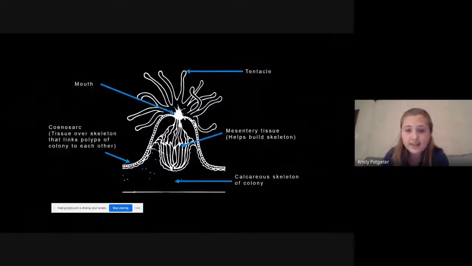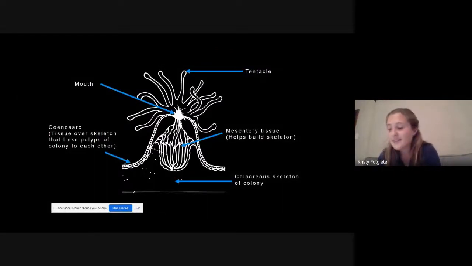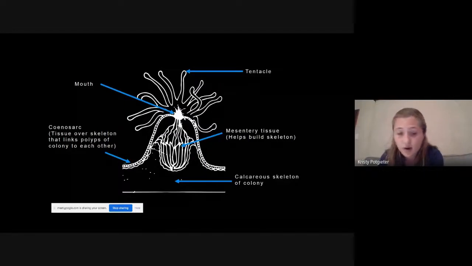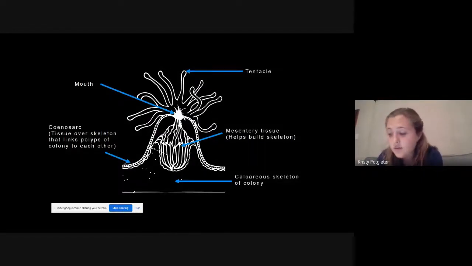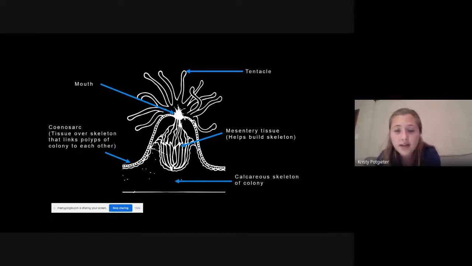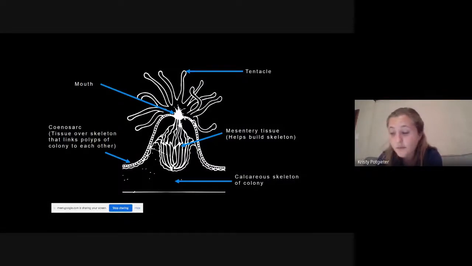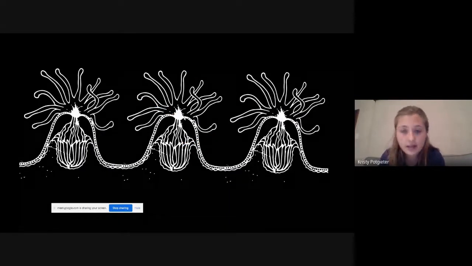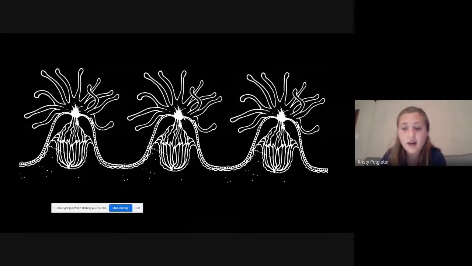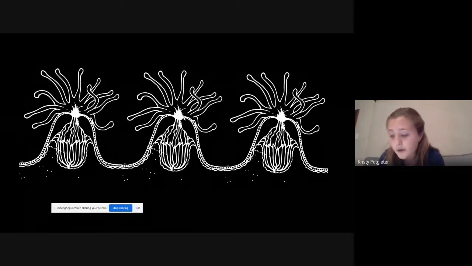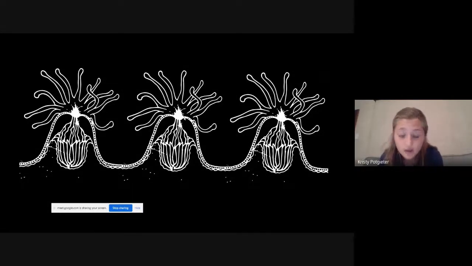So, oopsie, sorry, there you go. Having a look at this, this is a diagram of a single polyp in a corallite. There is mesentery tissue. These are basically the digestive filaments, and they help to build the skeleton of the coral. The cenosarc is the thin layer of tissue that sits over the skeleton and links the polyps in a colony together. Here you can see the colony of polyps. The cenosarc links each polyp to its neighbor, and this is a really important thing for corals because it allows the colony to share resources like nutrients.